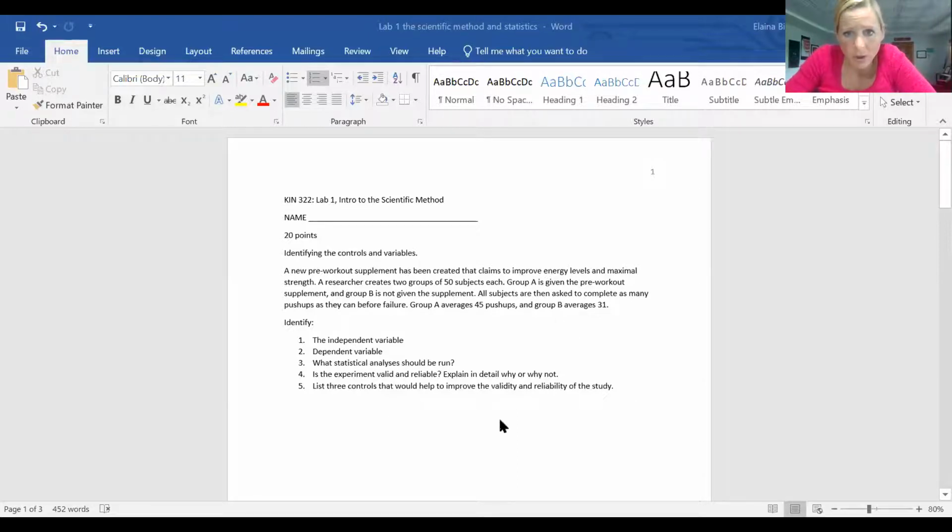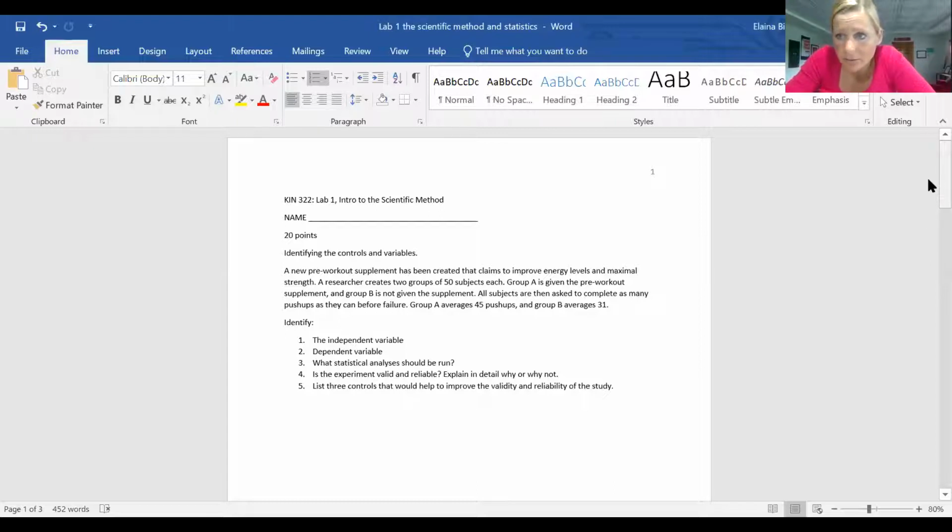So the first question, pretty easy. It gives you information about the study. You just need to identify the independent variable, the dependent variable, which statistical analysis should be run. Think about, is the experiment valid? Is it reliable? And explain in detail what those mean, and also why or why not. Is it valid? Is it reliable? Okay. What are 3 things that we could control in this particular experiment to improve validity and reliability? Okay.